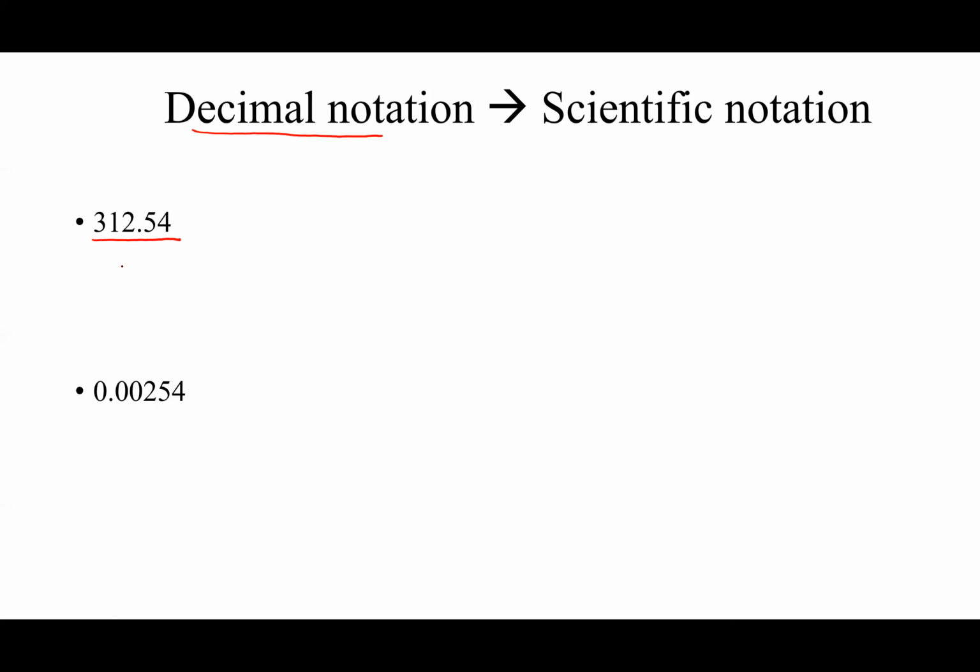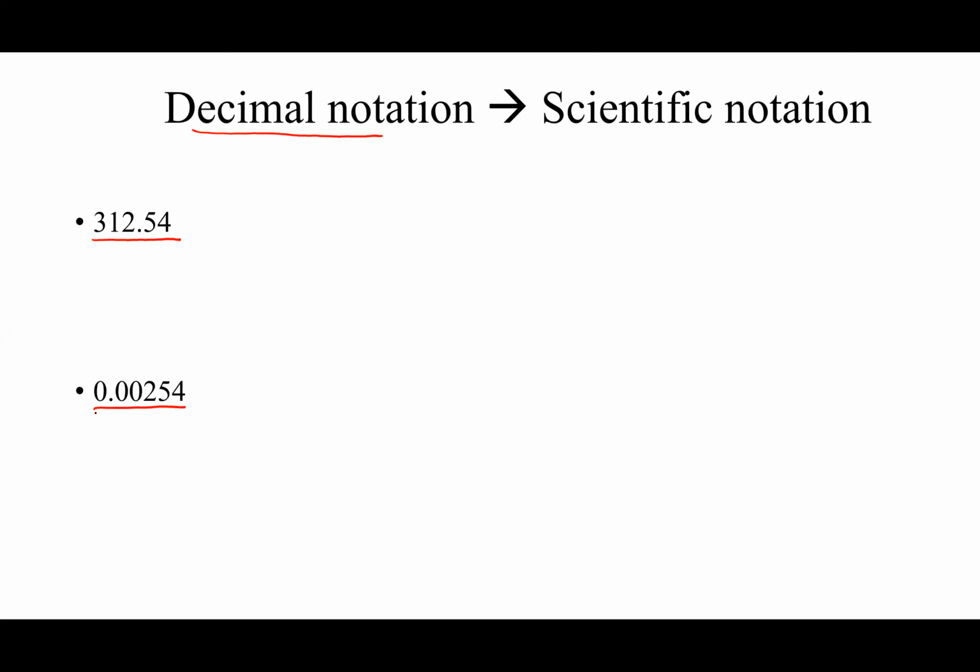So this presentation of a number is called decimal notation. Notation means just a presentation. If you have a number like this in which you have a decimal point, then it is called decimal notation. So it's very simple. Any number which has a decimal point, that presentation of that particular number is called decimal notation.